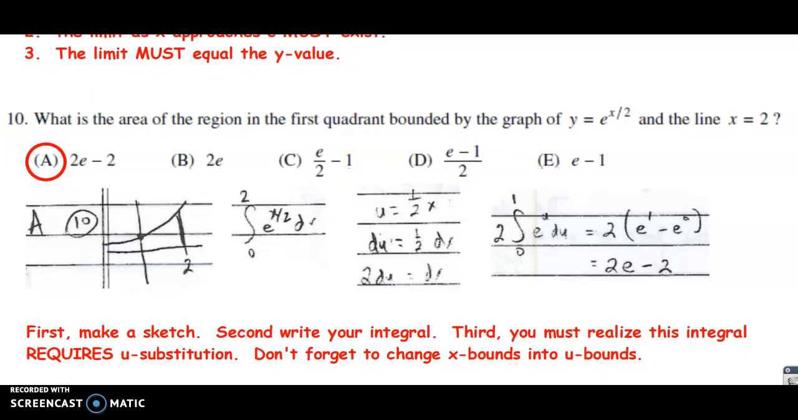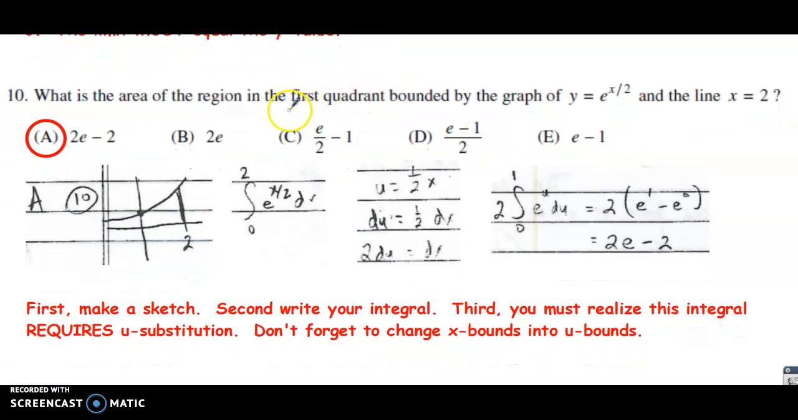Number 10, what is the area of the region in the first quadrant? Most of these are really about reading carefully, that they only want the first quadrant bounded by e to the x over 2. Now, some people may be nervous about what that looks like. Well, you can baby graph that thing, substitute in some numbers. Hopefully you know that it's exponential. I substituted 0 here and plotted that point.